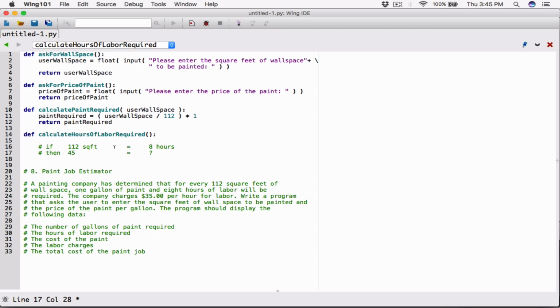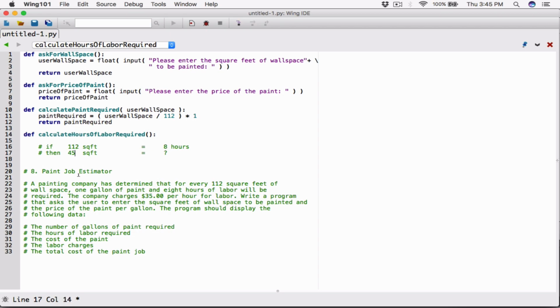Same ratio and proportion method. If 112 square feet gives us 8 hours, then 45 obviously is going to give us less hours, right? But 112 is bigger than 45, so for 45 we should get less. And remember ratio and proportion, if less, then more divides. More divides meaning the bigger number of these two goes under 45 and you end up multiplying by what's on the right, which is 8. So it's going to be 45 divided by 112 times 8.